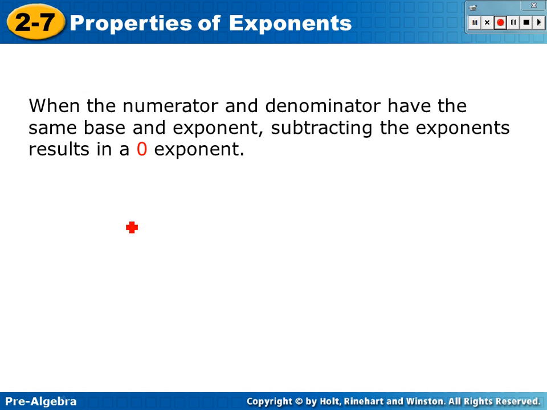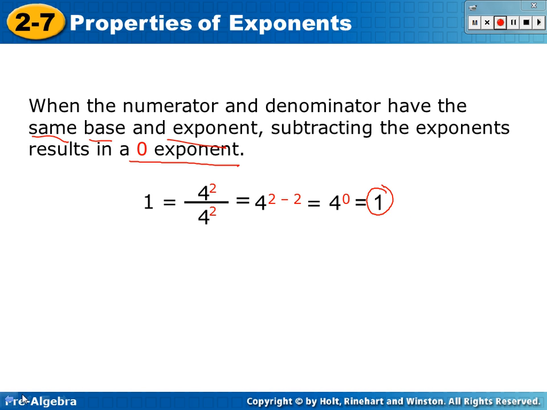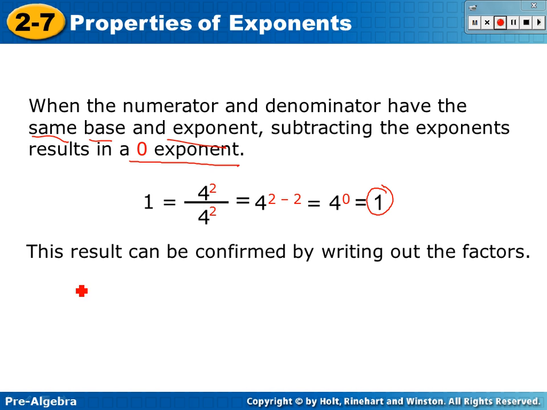When the numerator and denominator have the same base and exponent, subtracting exponents results in a 0 exponent. Let's take a look. And then we know anything to the 0 power is equal to 1. This result can be confirmed by writing out the factors.